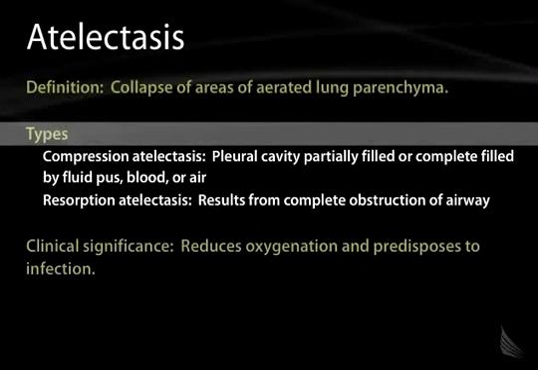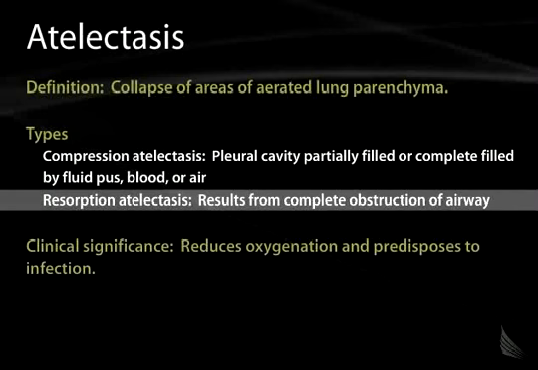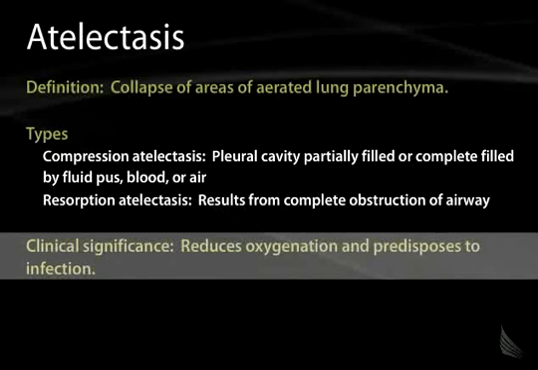There are multiple kinds of atelectasis. The two that we will review right now are compression atelectasis and resorption atelectasis. Compression atelectasis is pleural cavities that are partially filled or completely filled with fluid, blood, pus, or air. Resorption atelectasis results from a complete obstruction of the airway. The clinical significance of atelectasis is that it reduces oxygenation and predisposes the patient to infection.